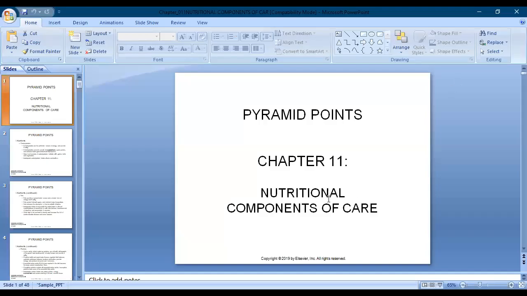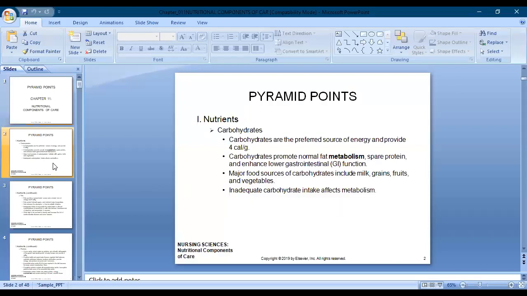The chapter is the nutritional component of care, right? Go to the second page. They said nutrition. First of all, if we just think about our daily life, what we do, we eat chicken legs, right? We eat rice, we eat vegetables. Everybody knows that we eat rice, we eat chicken legs, we eat fruits.